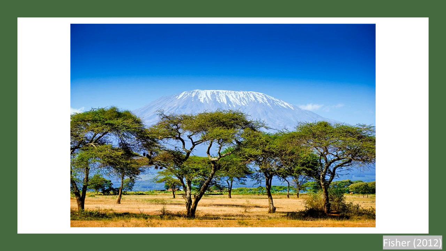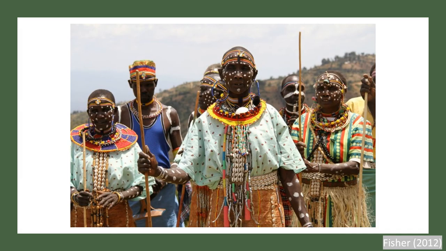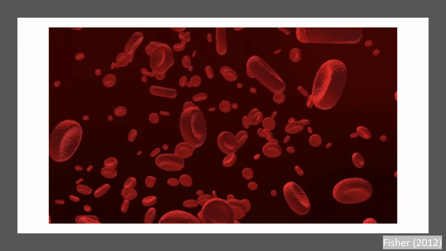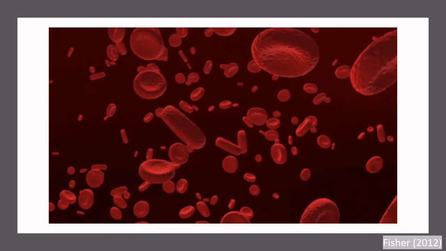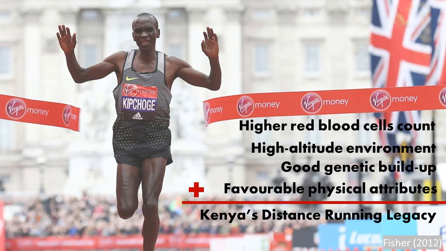This, combined with their high altitude environment, helps with increasing cardiovascular endurance as there is less oxygen in the air. The Kalenjin tribe has also been found to have a higher red blood cell count, which allows faster transport of oxygen around the body. This, combined with the high altitude environment and good genetic buildup, is likely to be what makes them so successful at distance running.